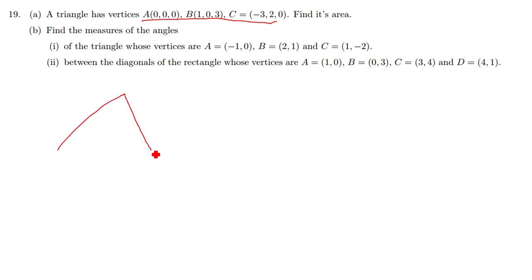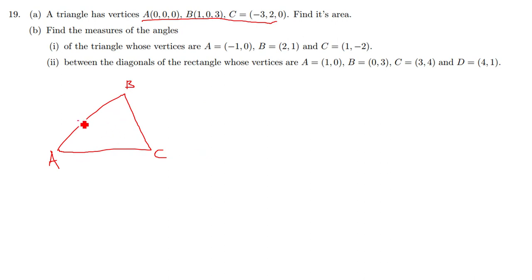So you have this triangle, and then it has vertices A, B, then you have C. Okay, so you have a triangle which has these vertices. So this is simple and straightforward.